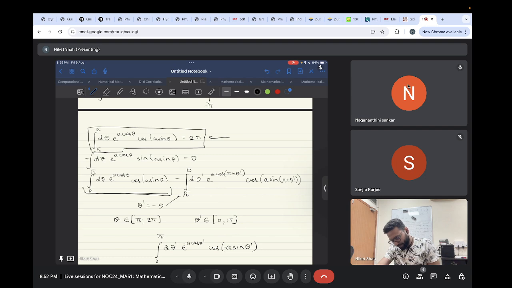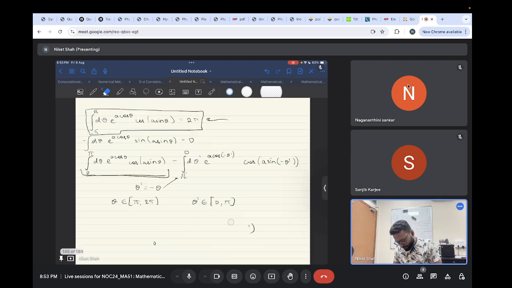Okay, fine. So the limits are pi to 0 with a negative sign. When we flip the limits, the negative sign also goes away. But let's do that later. And here, e raised to power a cos of minus theta prime, cos of a sine of minus theta prime. That's my expression.